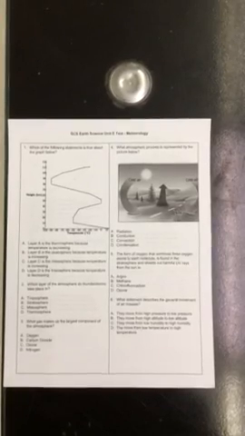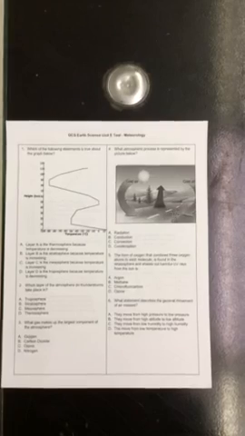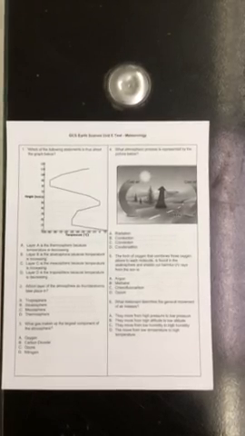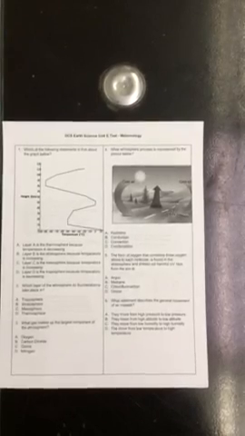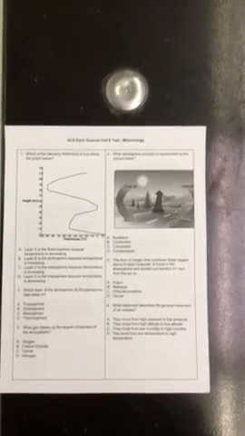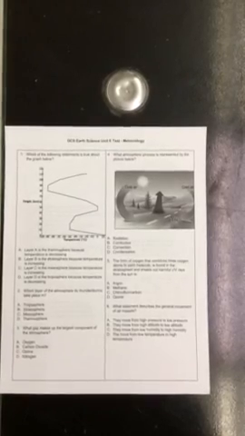Number 6. What statement describes the general movement of air masses? A. They move from high pressure to low pressure. B. They move from high altitude to low altitude. C. They move from low humidity to high humidity. Or D. They move from low temperature to high temperature.